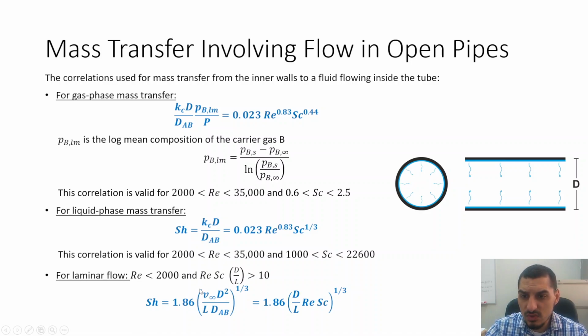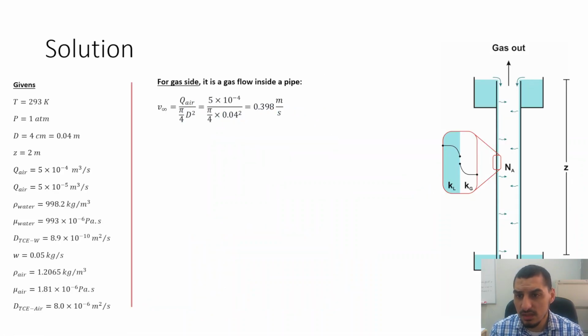But in both cases, we have to calculate V infinity. We need to calculate Reynolds number, Schmidt number. So it's already a step that we have to go through. So here I calculated the velocity, which is volumetric flow rate divided by the cross-sectional area. Of course, the cross-sectional area is pi over 4 d squared, because this is the normal area to the flow of air. So this is the V infinity.